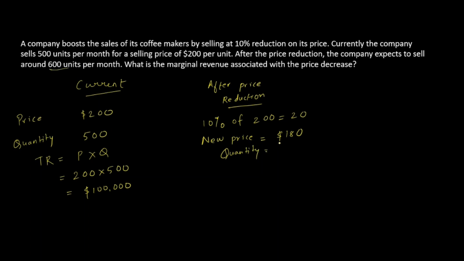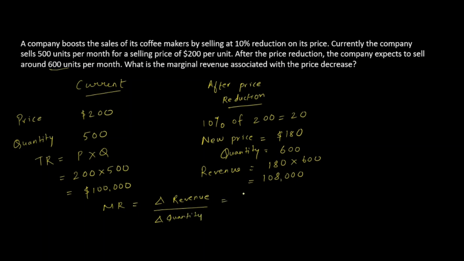It is 600 units. So I can calculate my revenue here. My revenue is 180 times 600, which is equal to 108,000. Now I can calculate my marginal revenue, which is nothing but the change in revenue divided by the change in quantity.